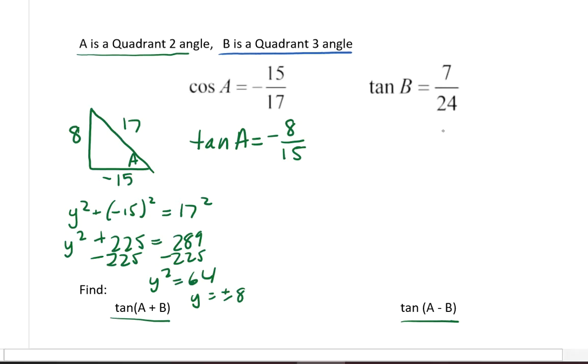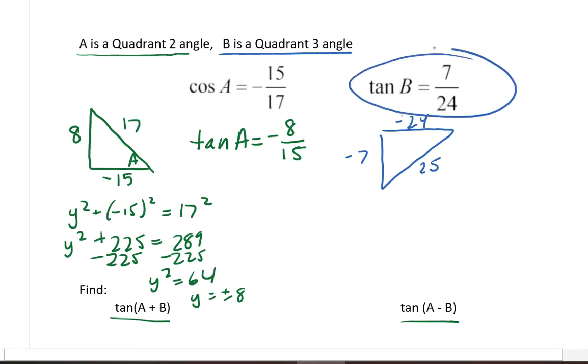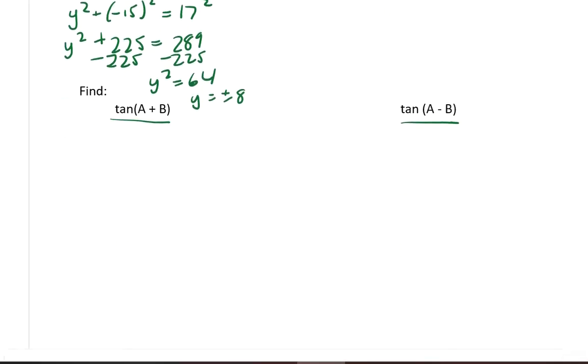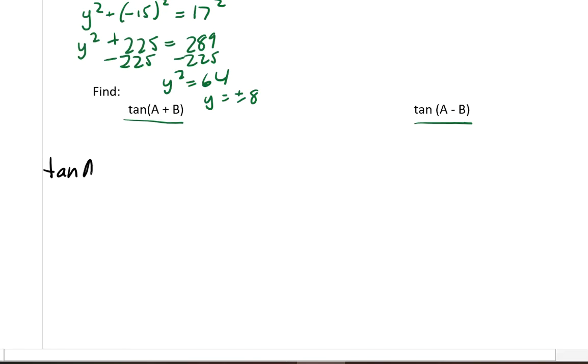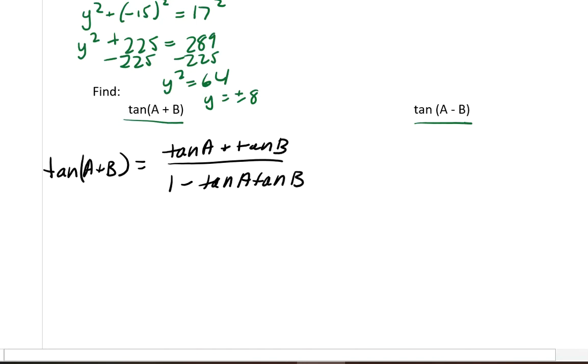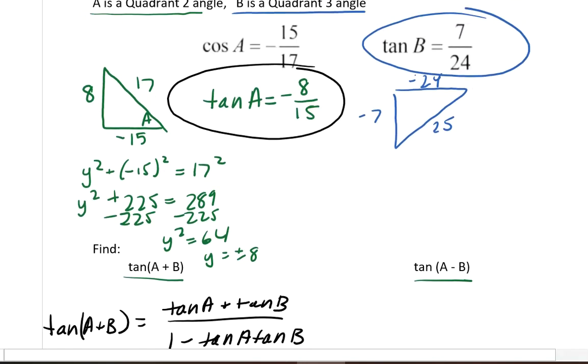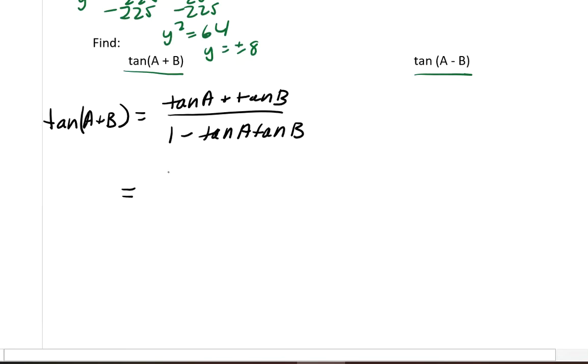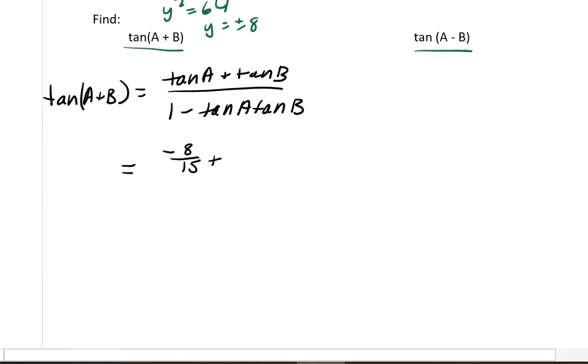So I could go and draw this triangle if I wanted and say, I know this is negative 7 and negative 24. Last side's going to be 25, but I don't need any of that because the only piece I need is what tangent is. So tangent of A plus B, I'm going to write out my formula. Well, that's the same as tangent of A plus tangent of B over 1 minus tangent of A tangent of B. In my key, I know tangent of A is negative 8 fifteenths. So I'm going to replace tangent of A in here with negative 8 fifteenths. And tangent of B, I have a 7/24, so I'm going to replace that up there.